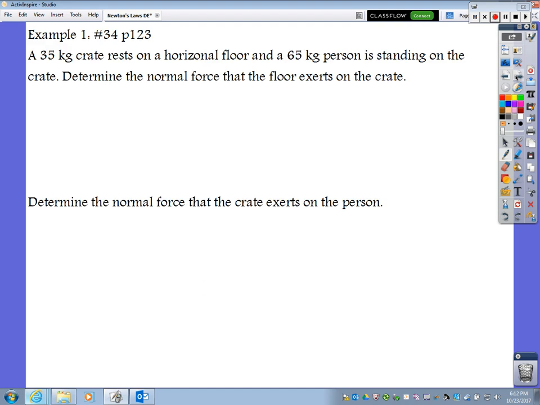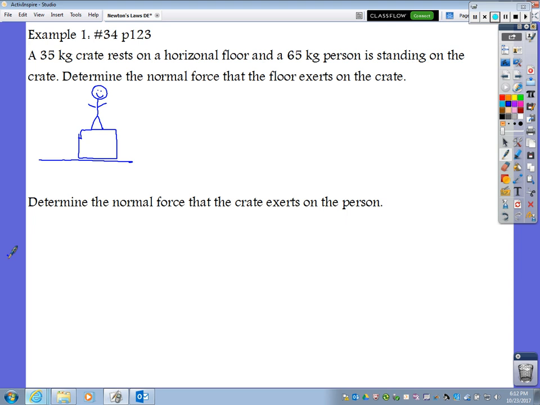Okay, let's try a problem. A 35 kilogram crate rests on a horizontal floor, and a 65 kilogram person is standing on the crate. Determine the normal force that the floor exerts on the crate. So we've got the crate and we've got the floor. Well, and then we've got also the person up here. A happy person with a crooked smile.